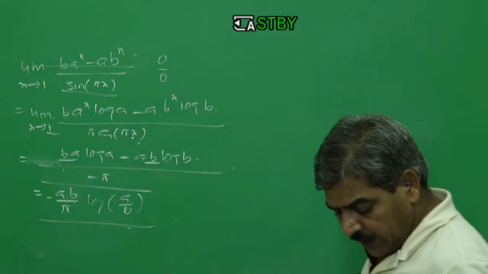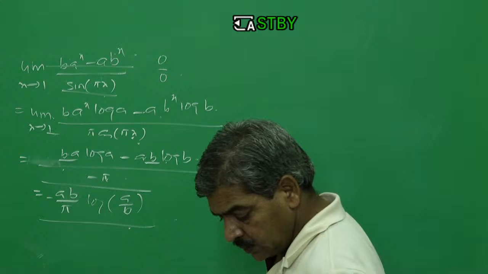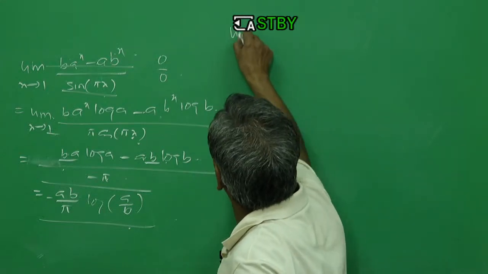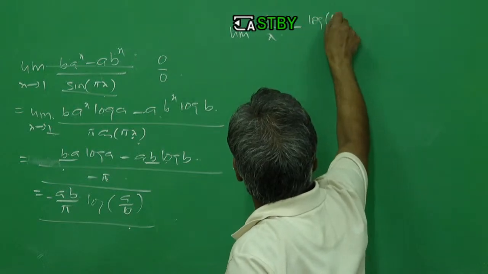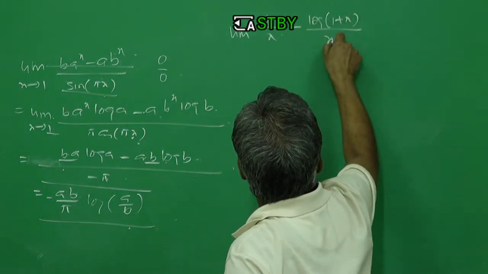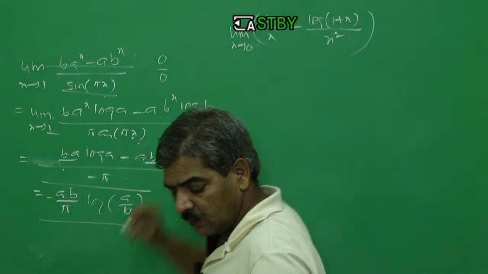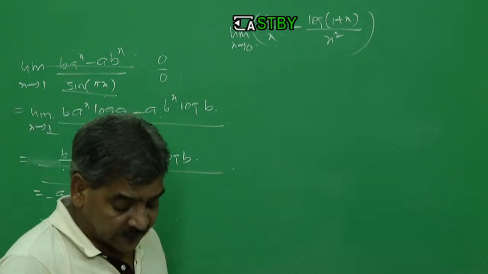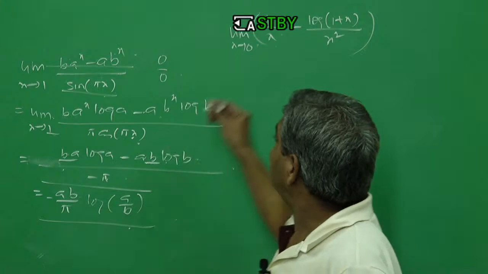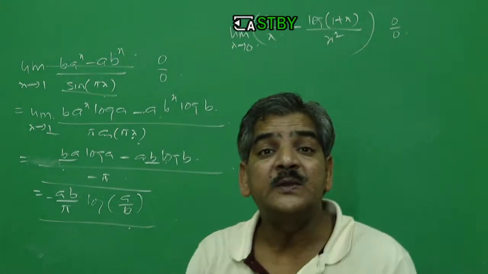Write down one more example. लिखो, limit of (1 upon x minus log of 1 plus x) whole upon x square, x tends to 0. नो प्रॉब्लम, मैं सॉल्व करके देखता हूँ. See, first of all, does this quantity appear in 0 upon 0 format?